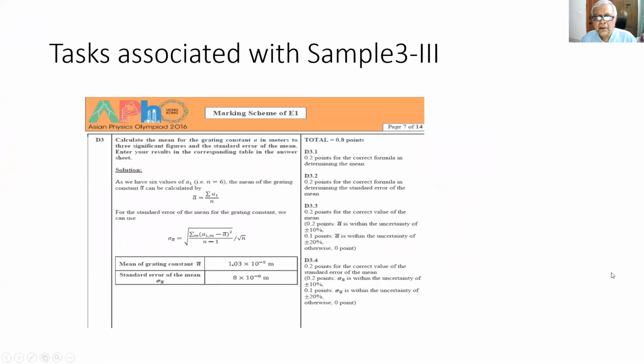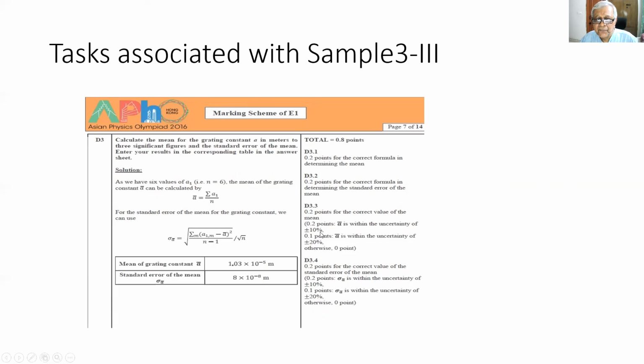And then calculate the mean for the grating constant A in meters to 3 significant figures. And so with A1, since we have 6 values there, the mean of the grating constant A can be evaluated by this, and the standard error is this. So the mean grating constant is this much, and the standard error is 8 times 10 to the power minus 8. And you can see that the total task is given 0.8 points, and you can see how they are distributed.